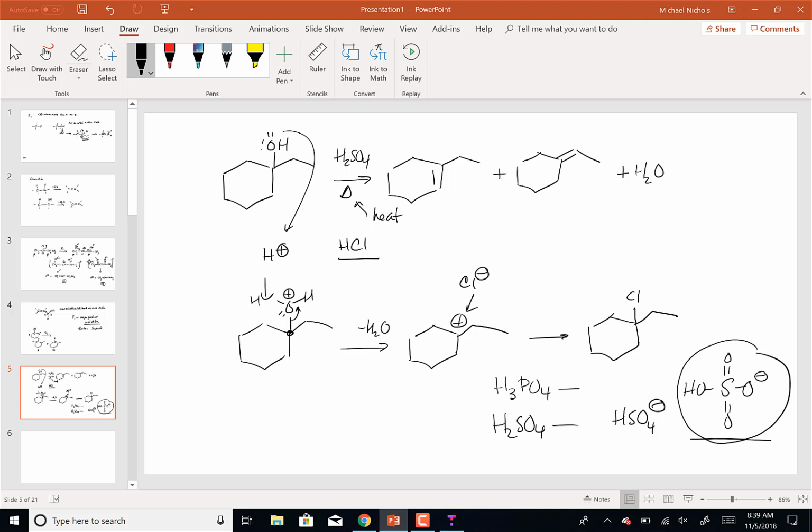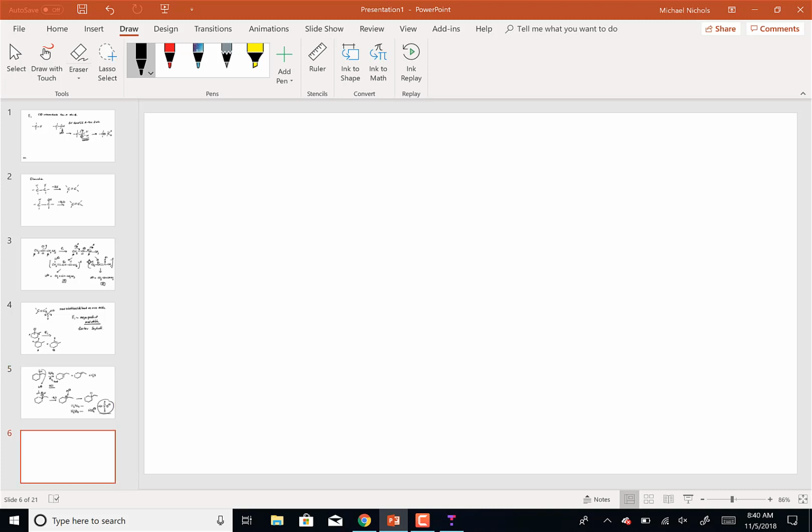So E1 is kind of a review of SN1, except now we have these new things to worry about. The major product being the most substituted one. And we also could end up with carbocation shifts as part of this mechanism. Everybody with me?